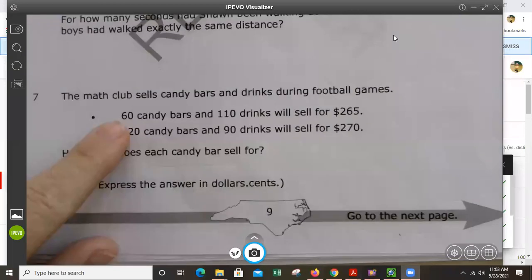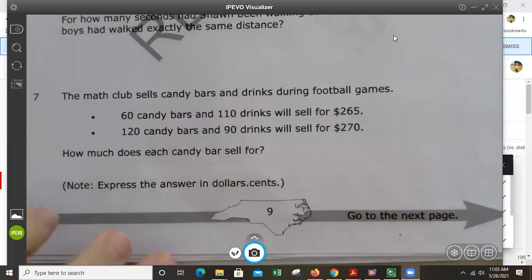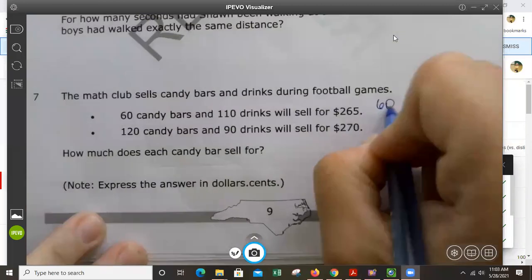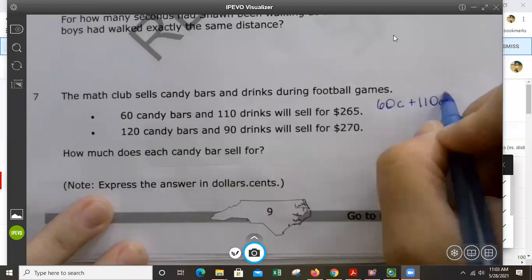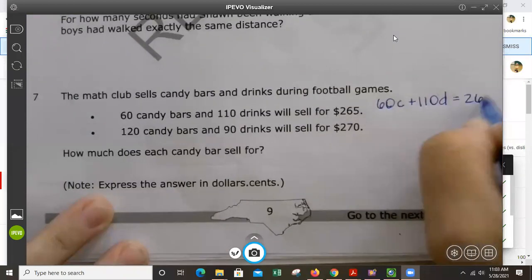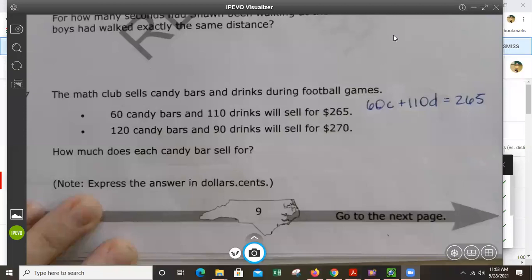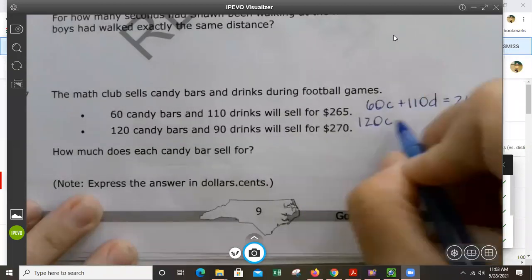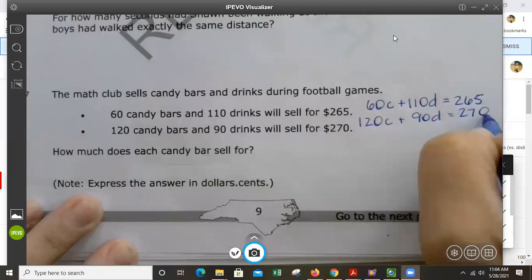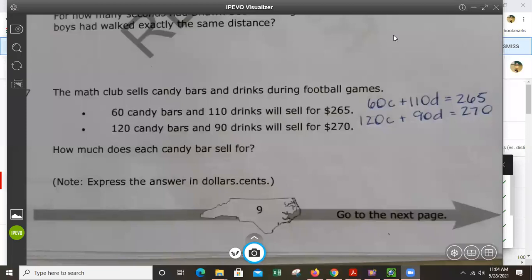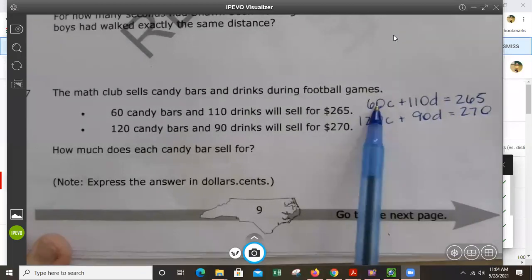So 60 candy bars, how can I write that? 60C. And 110 drinks, so plus 110D will give you 265. The next one says 120 candy bars, 90 drinks, gives you 270. We don't have anything alike at all. So what I taught you to do was multiply the first two, but that's going to take forever and it's going to give you huge numbers. Can I make 60 look like 120?